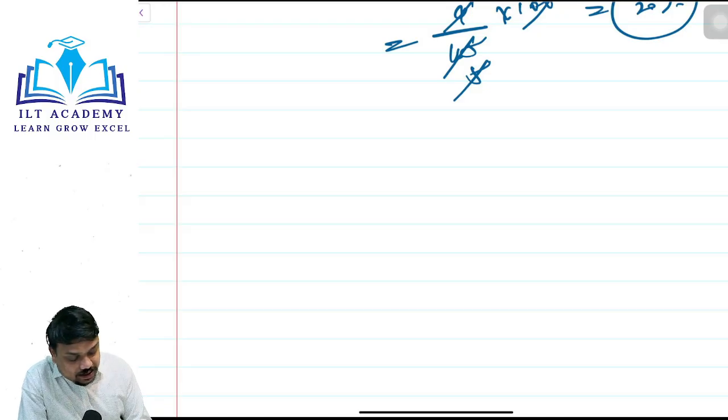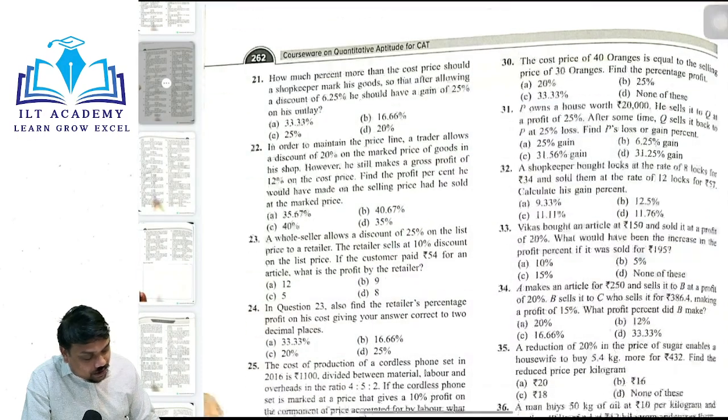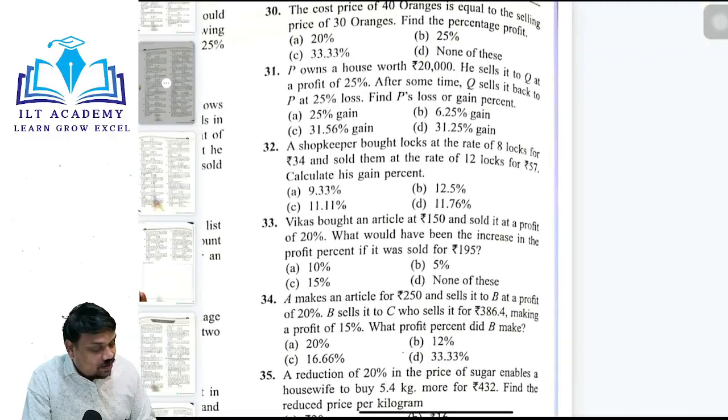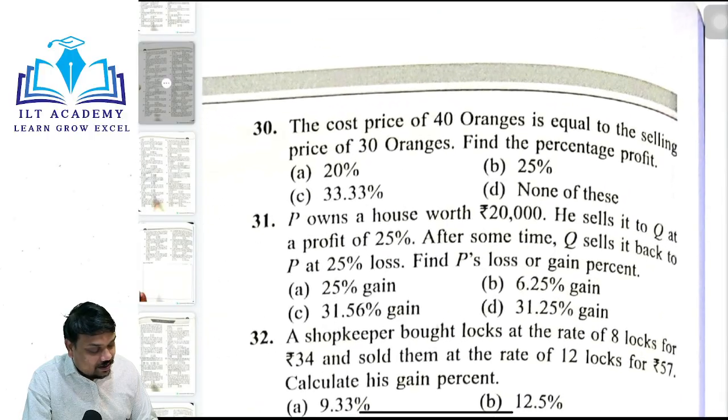Like yesterday, I asked you to do 5 sums as homework, questions 26, 27, 28, 29, 30. Students are telling that the 30th question is a little tricky. So let us see. This is a very basic question.